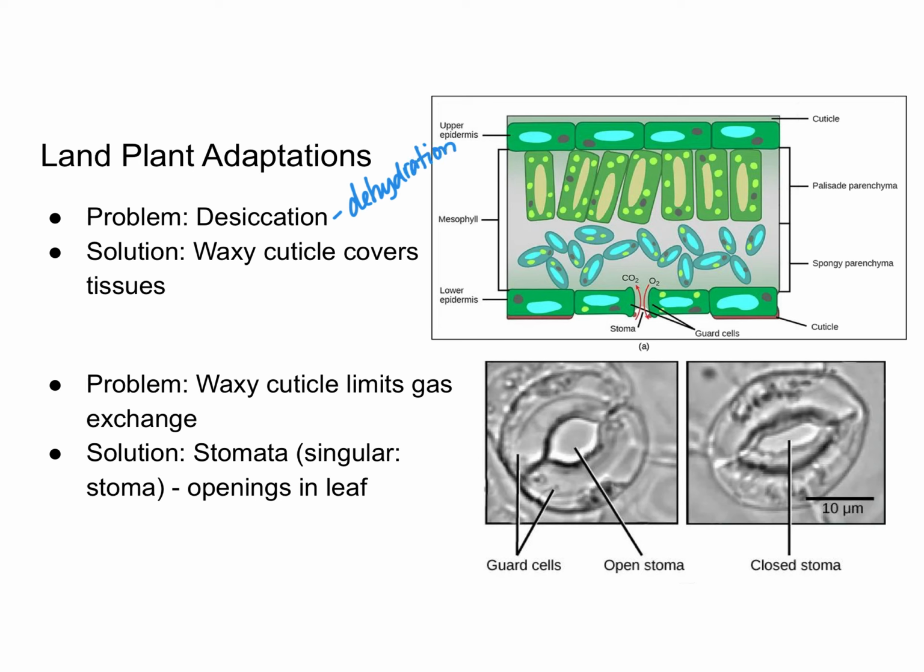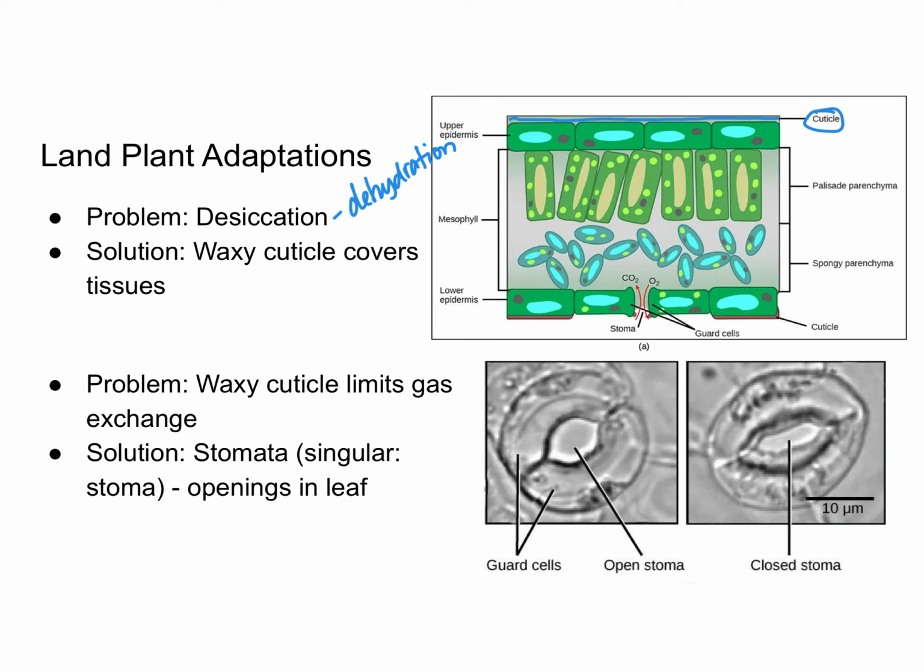So the solution that evolved is the development of a waxy cuticle, which we can see in this picture here. And this waxy cuticle kind of forms a barrier across the plant's tissues in order to keep water in. And that cuticle provides a kind of a waxy cover that helps to keep moisture from evaporating out of the plant.